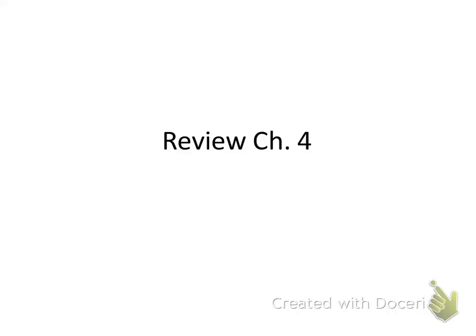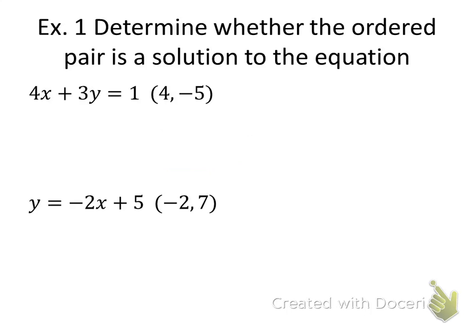Okay, today we are going to review Chapter 4, which has a lot to do with graphing equations, okay? So example number 1, what they want us to do before we get into any graphing at all or any slope-intercept form, they want us to figure out, is this ordered pair, which these numbers right here we know is an ordered pair. The first number always represents x. The second number always represents y. Is it going to be a solution to the equation that they have given us?